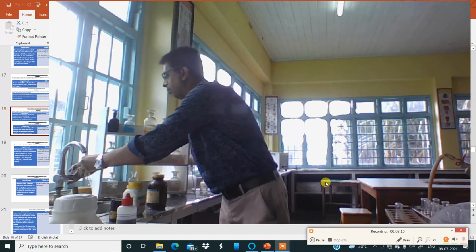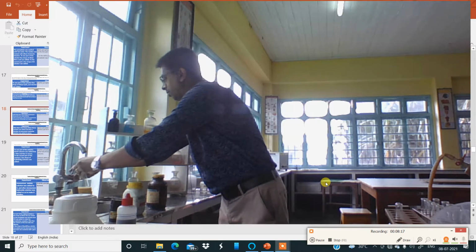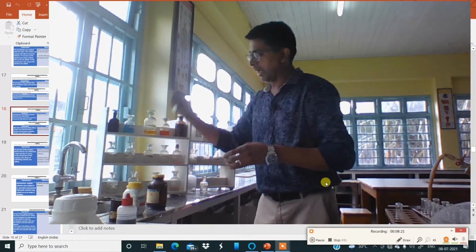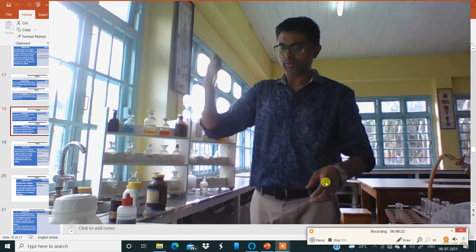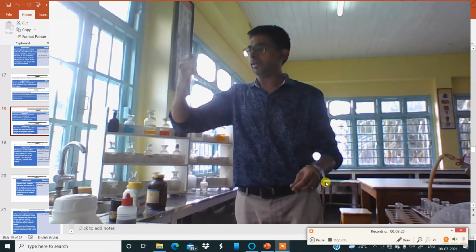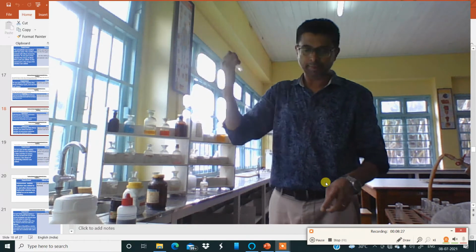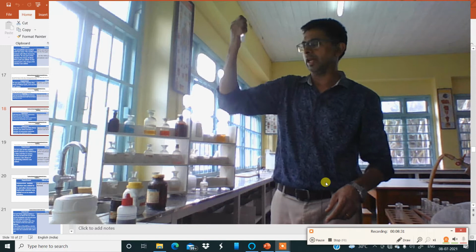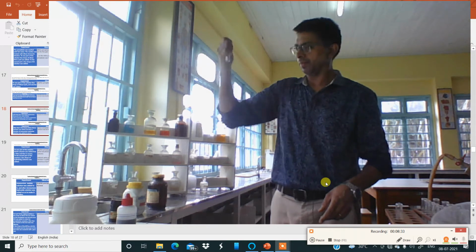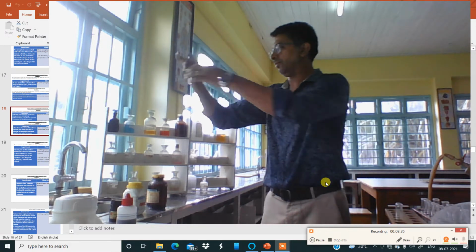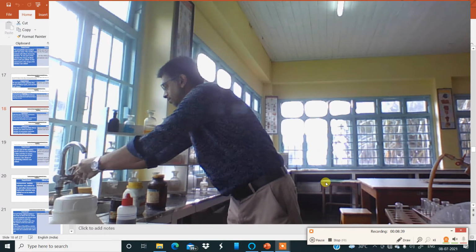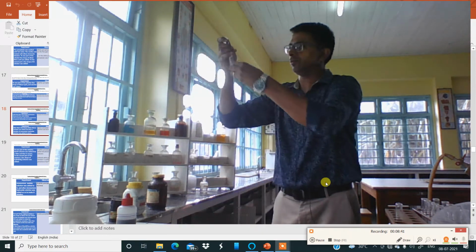and try to make a solution. I have added water. Now I'll try to dissolve it as much as possible by shaking it for some time. Aluminium sulfate, it should dissolve. Let me add some more water. It is dissolved now.